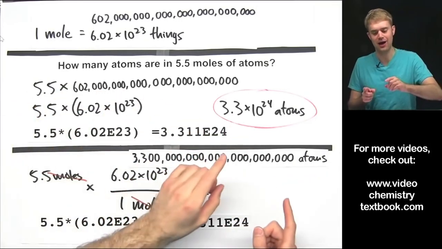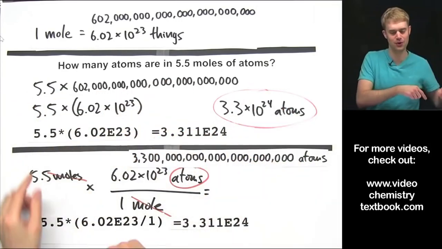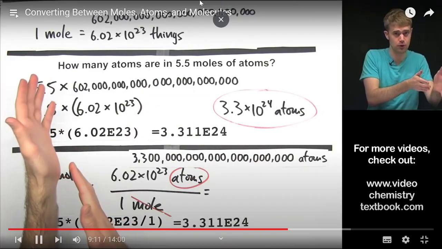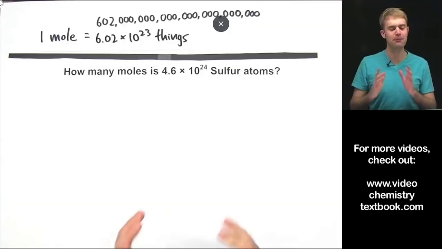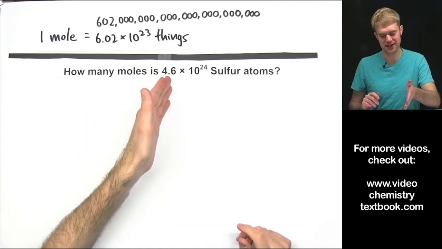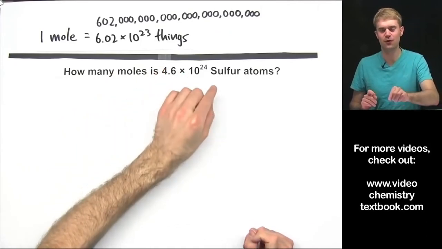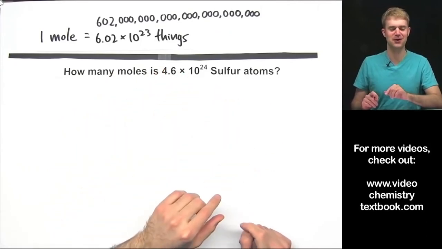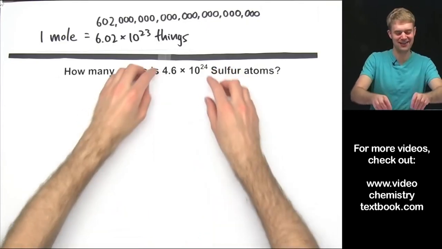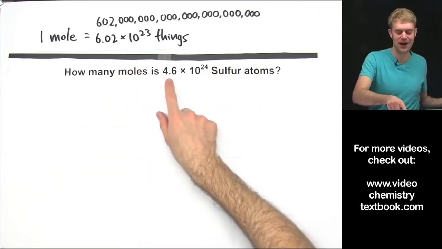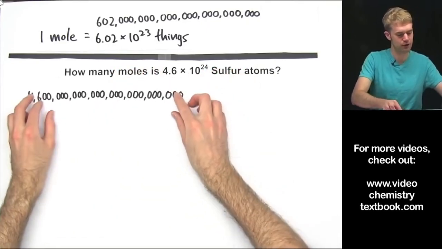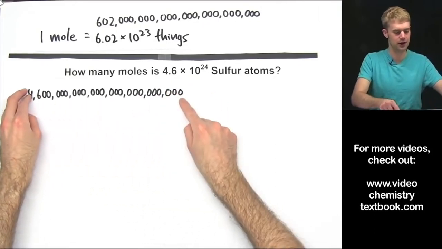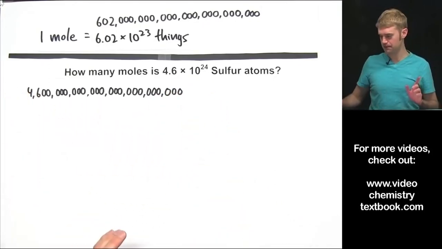Now let's look at how to do problems in the other direction, from, say, atoms or molecules to number of moles. How many moles is 4.6 times 10 to the 24th sulfur atoms? Okay, check out this number. I just want to remind you that this isn't some weird Martian number, that this is just a shorthand abbreviation for this very long number with a whole bunch of zeros.